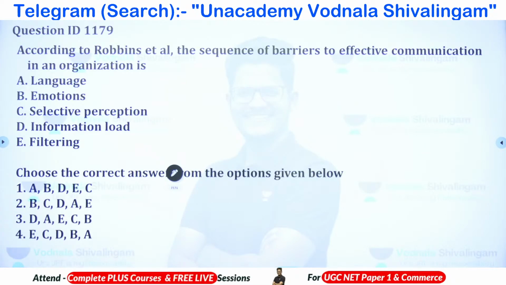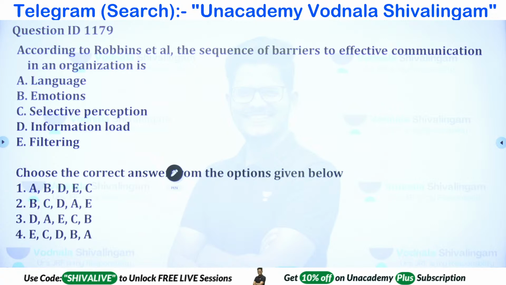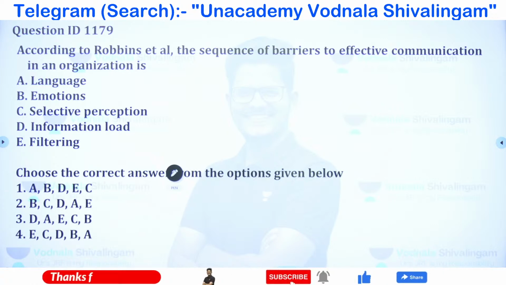Next, according to Robbins, the sequence of barriers to effective communication. Sequence of the barriers. Correct question.